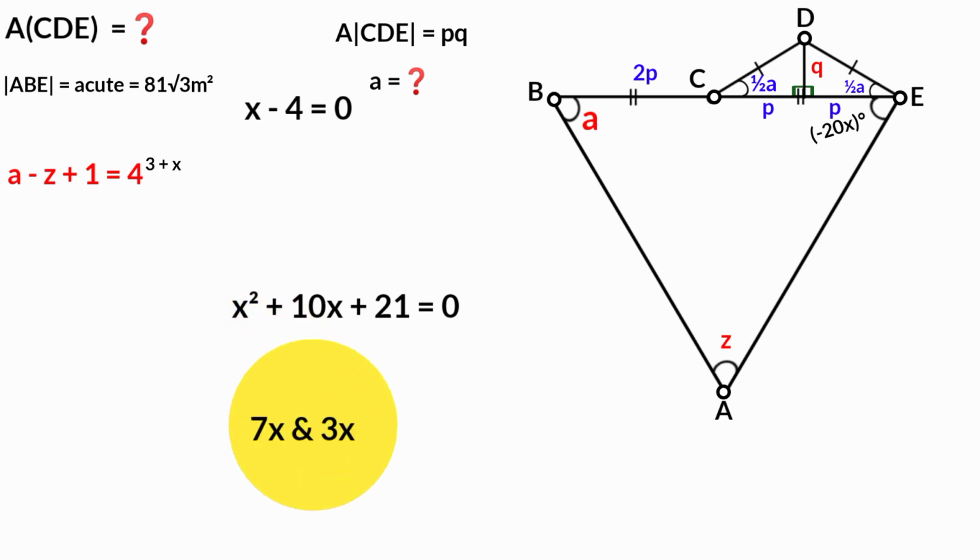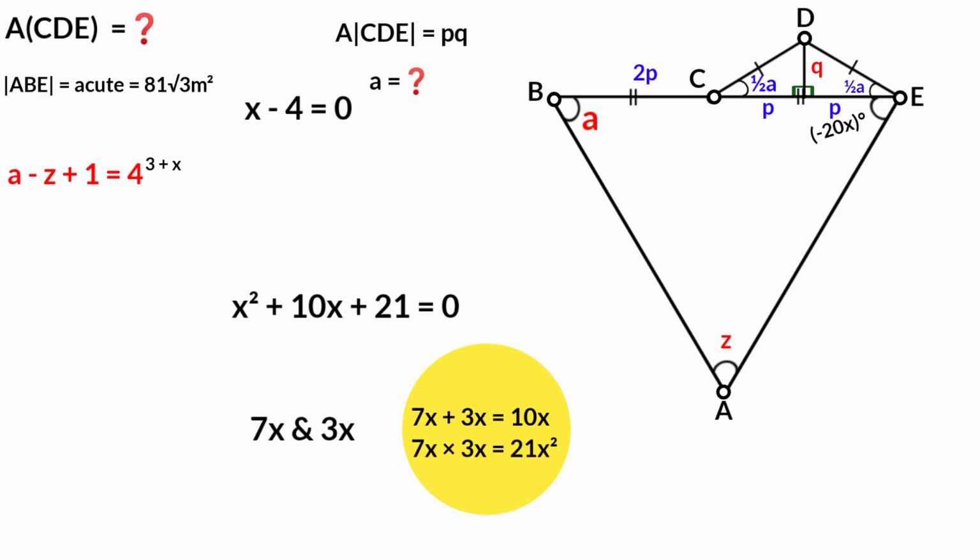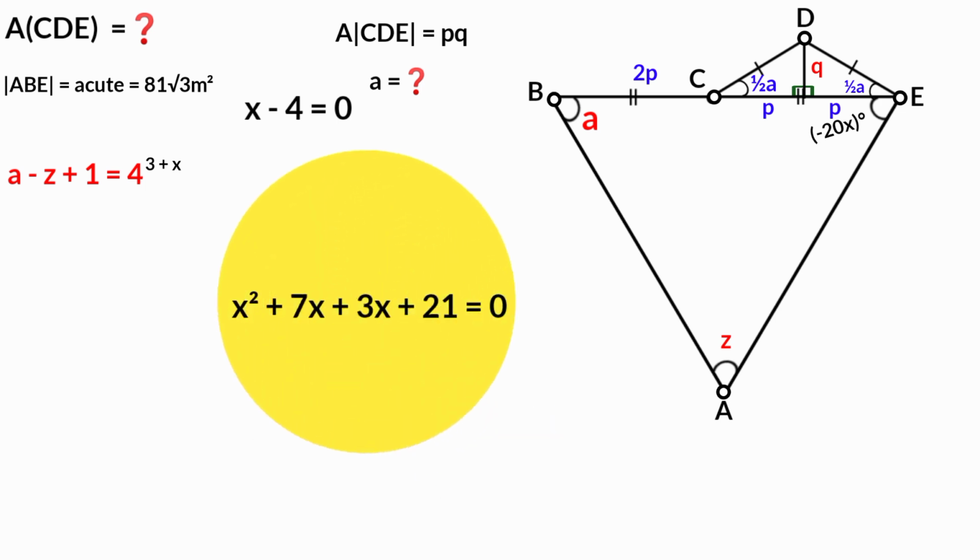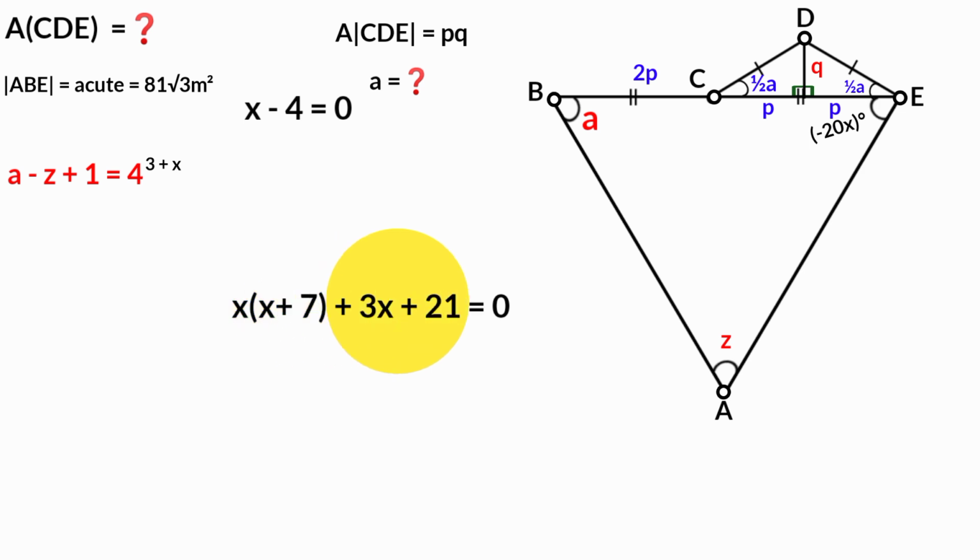These numbers are 7x and 3x. Because 7x plus 3x is 10x, and 7x times 3x is 21x squared. We replace this 10x with 7x plus 3x. So x squared plus 7x plus 3x plus 21 equal to 0. Now from x squared plus 7x, if we factor out x, it will be x open bracket x plus 7. And here 3x plus 21, if we factor out 3, will be 3 open bracket x plus 7.